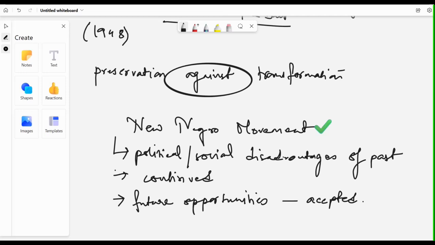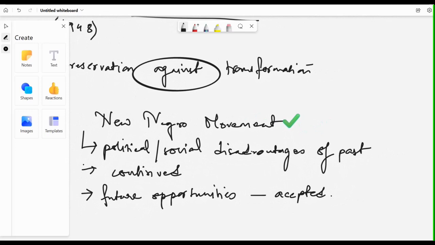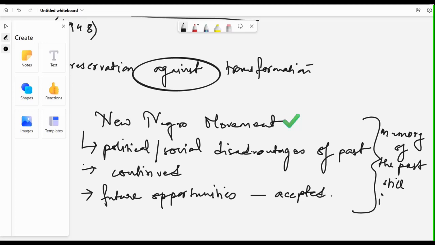And all of this was done with the memory of the past still inscribed in the consciousness of the race, of this particular race of people. So the ideological transformation did not actually work upon the Negroes. The Negroes created a counter culture out of it.